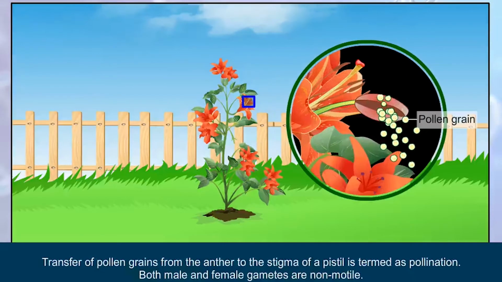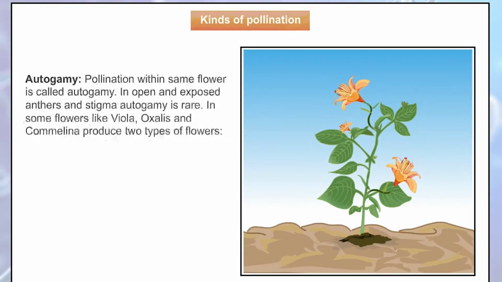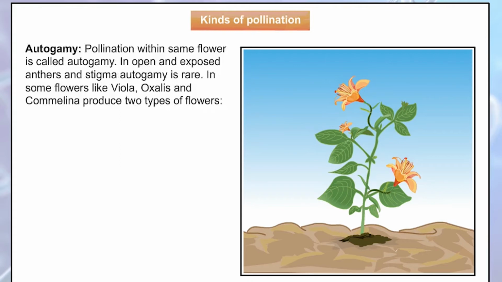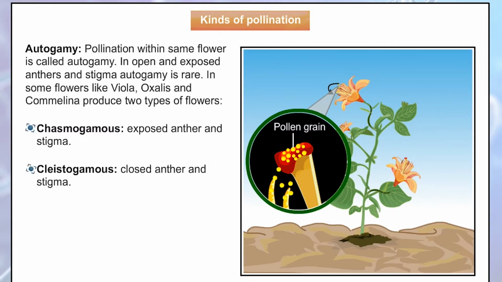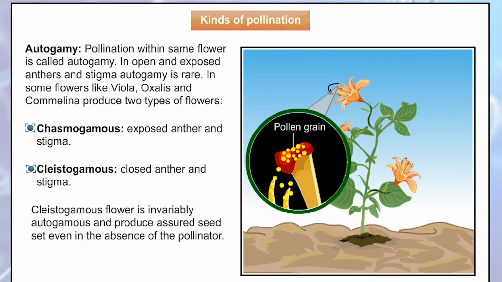Transfer of pollen grains from the anther to the stigma of a pistil is termed pollination. Both male and female gametes are non-motile. Kinds of pollination. Autogamy. Pollination within the same flower is called autogamy. In flowers with open and exposed anthers and stigma, autogamy is rare. Some flowers like viola, oxalis and commelina produce two types of flowers. Chasmogamous, with exposed anther and stigma. Cleistogamous, with closed anther and stigma. A cleistogamous flower is invariably autogamous and produces assured seed set even in the absence of a pollinator.